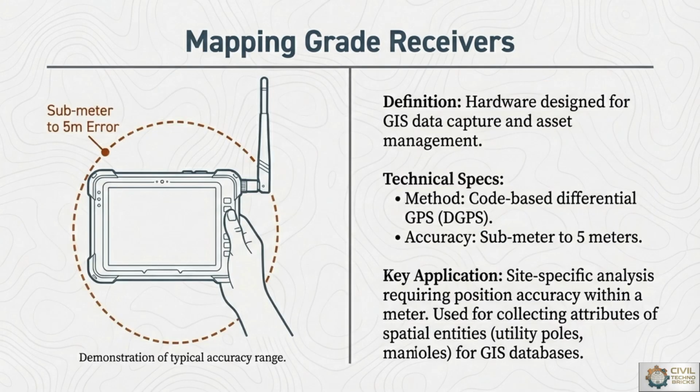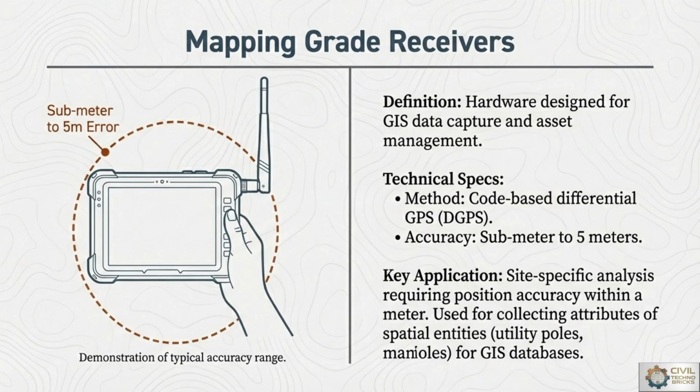Next one will be the mapping grade receivers. This is hardware designed for GIS data capture and asset management, where demonstration of the typical accuracy range is most important. The technical specification, on the basis of accuracy and methodology, is code based differential GPS, that is DGPS. Mapping grade receivers have accuracy from sub-meter up to 5 meters.